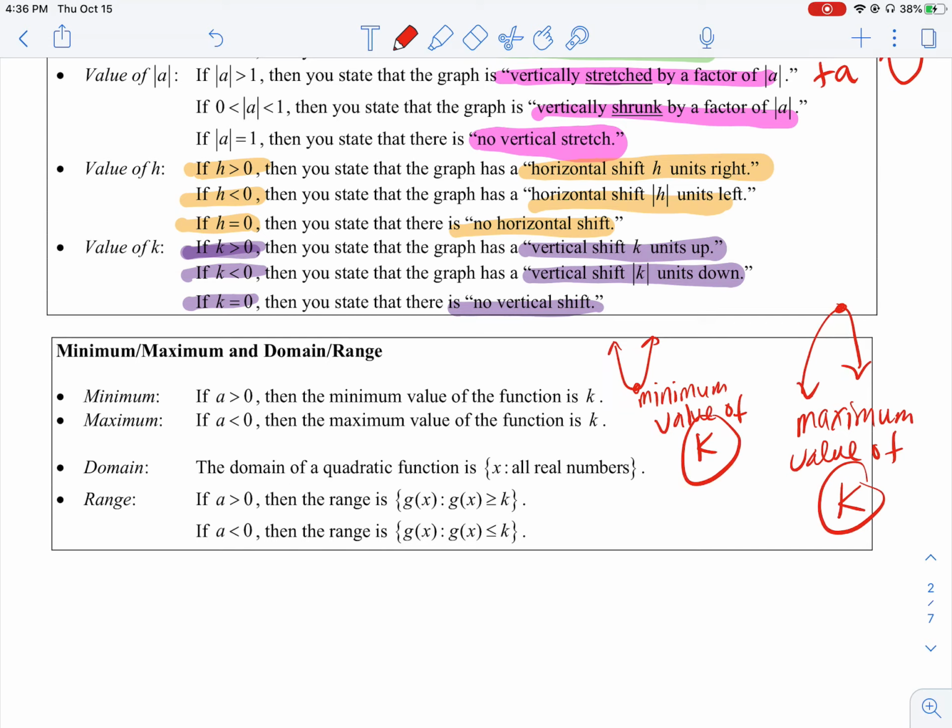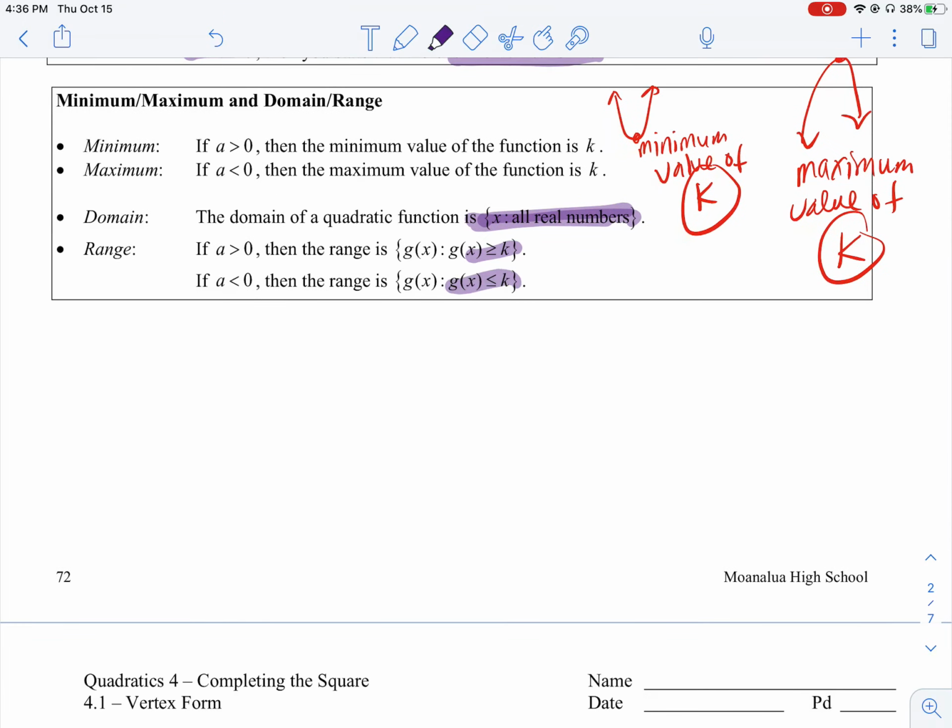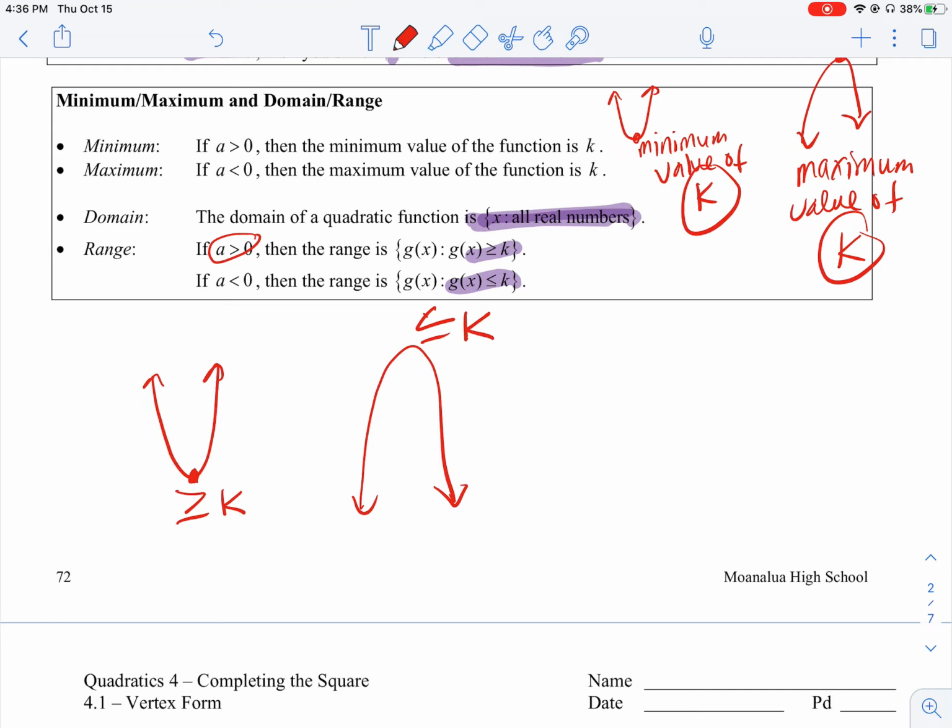And for the domain, easy. We always just say all real numbers. For the range, though, there are two ways to say it. If my A is greater than 0, that means my graph is facing up. It's g(x) greater than or equal to K. Of course, because you're just trying to say that all the y values in this graph are from this point all the way up. If your graph is facing down, your g(x) would be less than or equal to K. That makes sense, right?